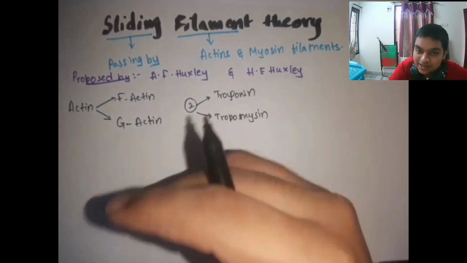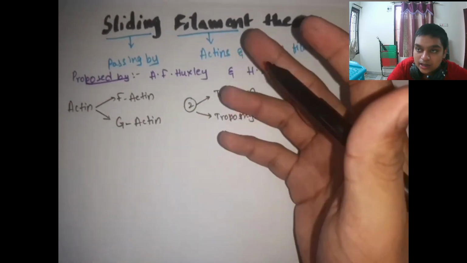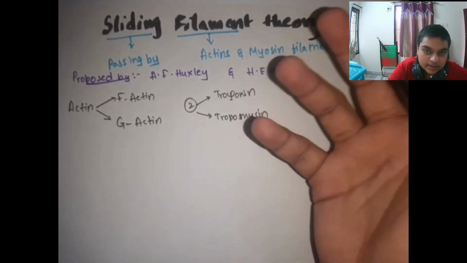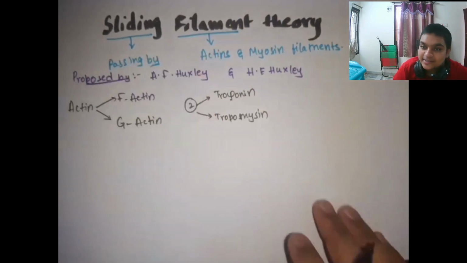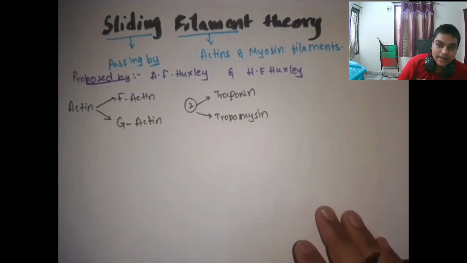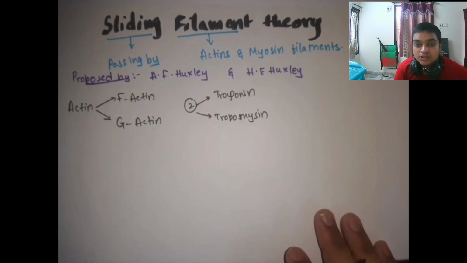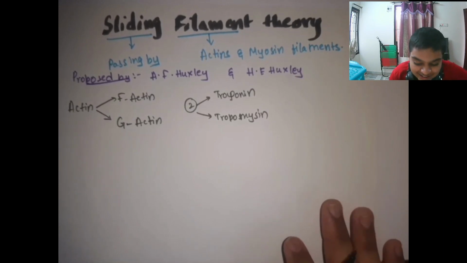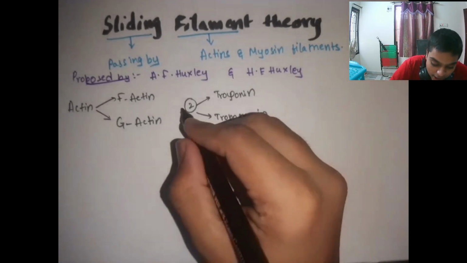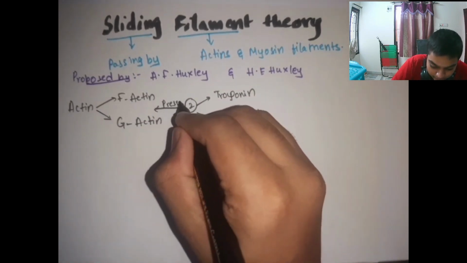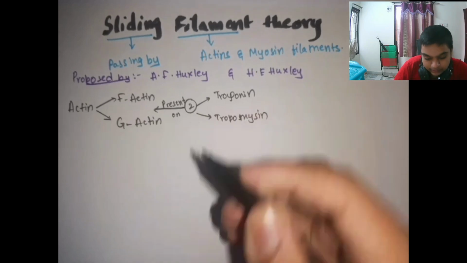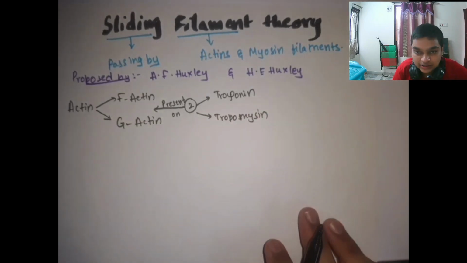Without these two, muscle contraction happens, but muscle relaxation does not happen. Why do we discuss them in actin? Because these two are present on actin.